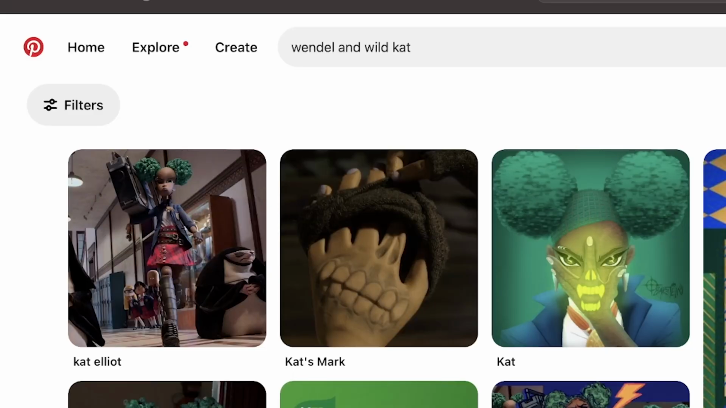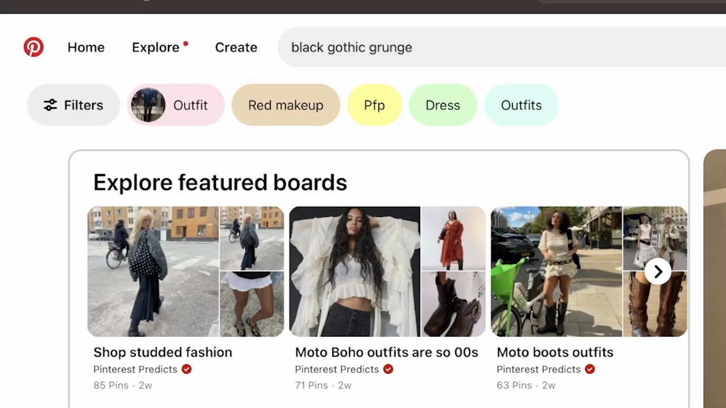For her style, I was thinking more goth, like grunge and goth at the same time. Some of the references I used for her style were Kat from Wendell and Wild, Black Goth Girls, because if you look like me and you're looking for goth girls that look like you, you have to put black in front of it. Sad, but it's the way of the world. Black grunge outfits, black grunge goth outfits, and hood goth. I also took a stab at looking at other subgenres of goth, so things like cyber goth, romantic goth, Victorian goth, stuff like that, just so I could get a better gauge for Yvonne's style overall.